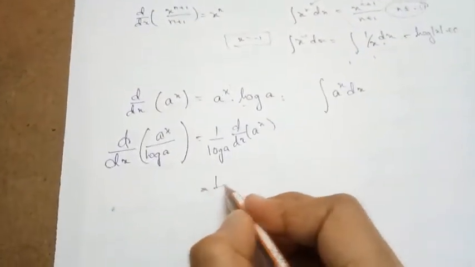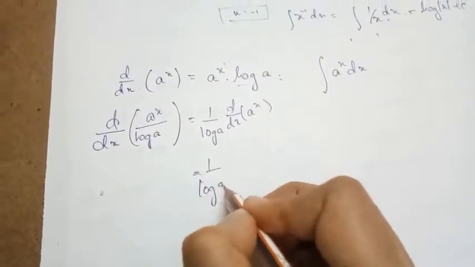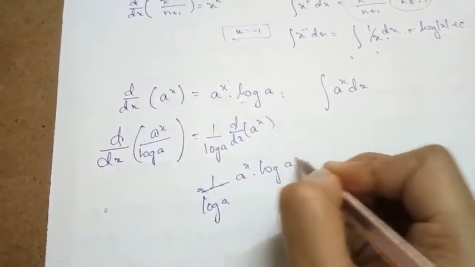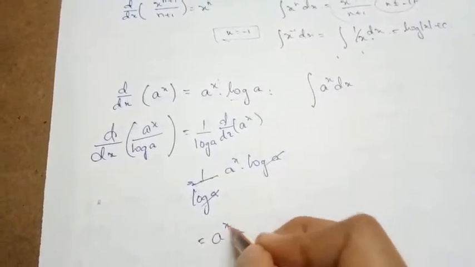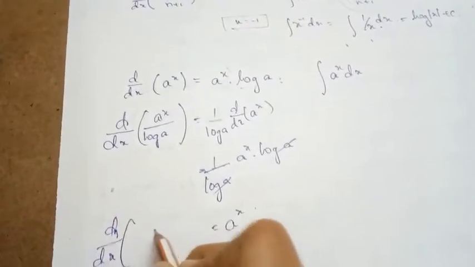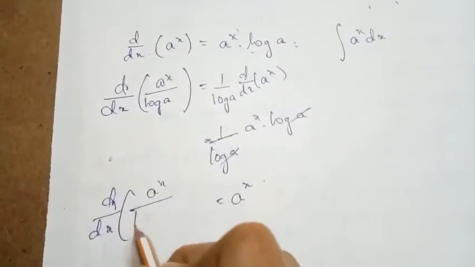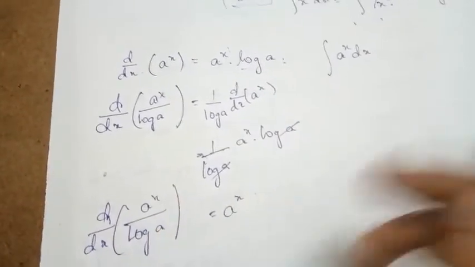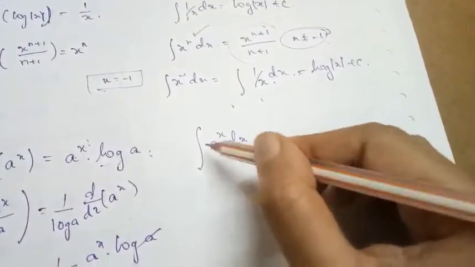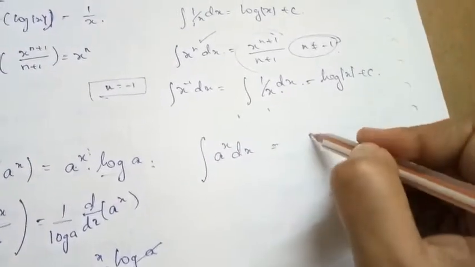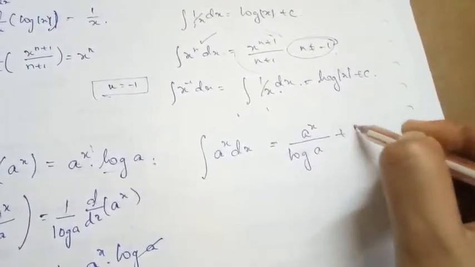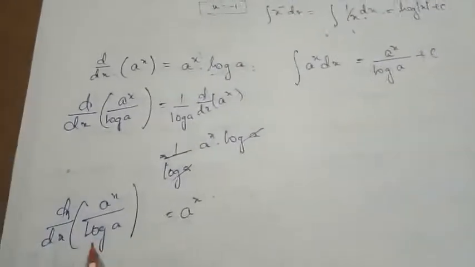So what is the differentiation of a power x? It is nothing but a power x into log a. The log a gets cancelled, and we get a power x. So the differentiation of a power x divided by log a gives a power x. Similarly, the integration of a power x dx is a power x divided by log a plus c. So we needed this one.